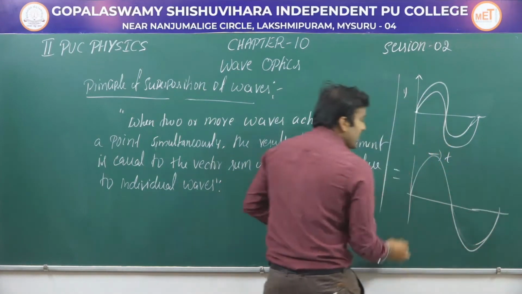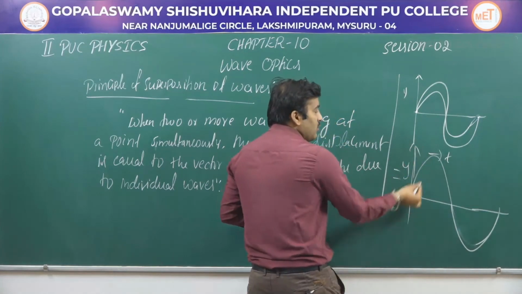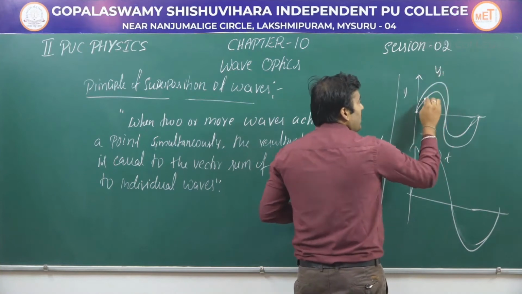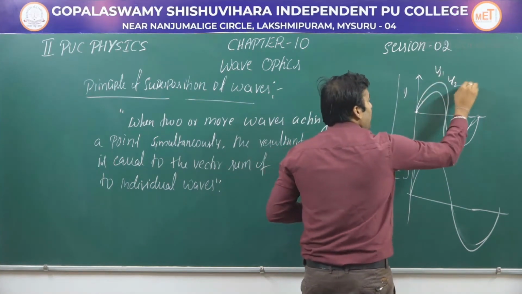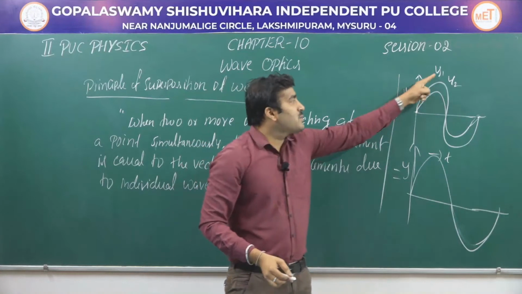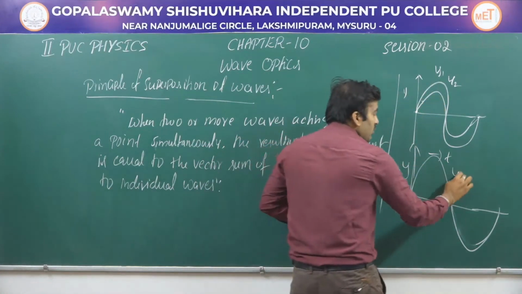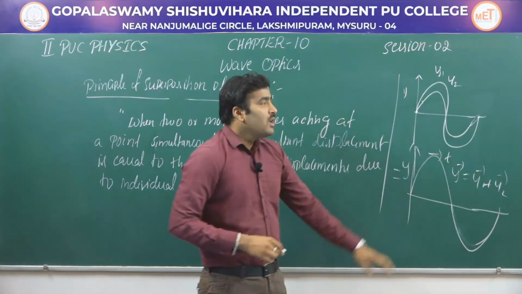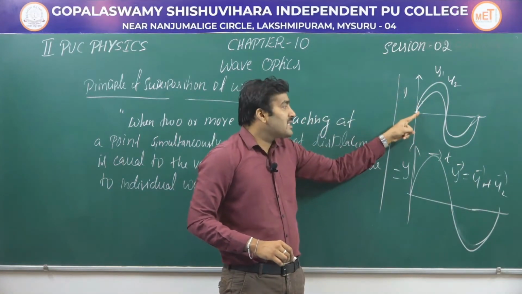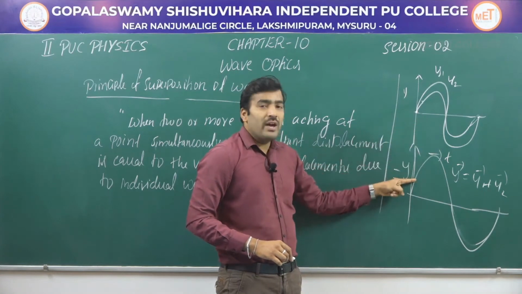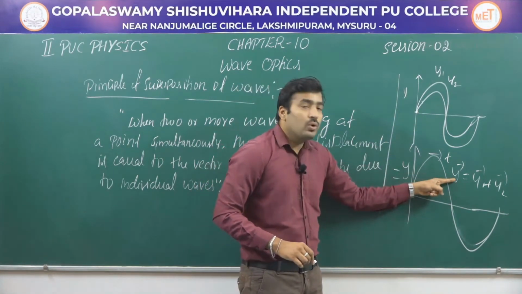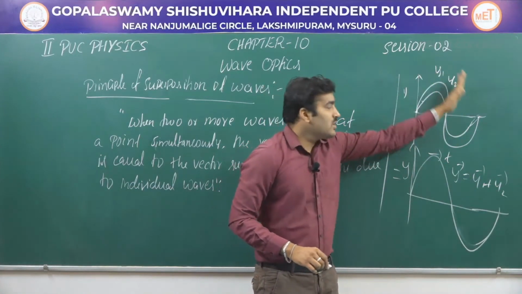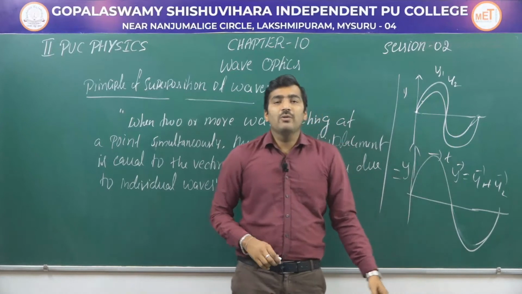So the resultant displacement y will be equal to, if I say the displacement of the first wave is y1 and the displacement of the second wave is y2, then y = y1 + y2 vectorially. When two or more waves act simultaneously at a point, the resultant wave has a displacement equal to the vector sum of the displacements due to the individual waves. This has been learned already in your first PUC.